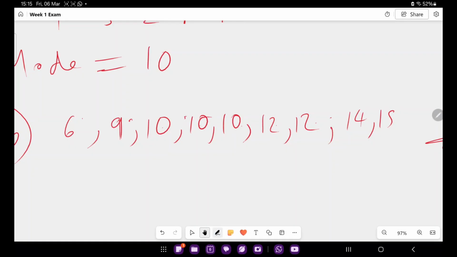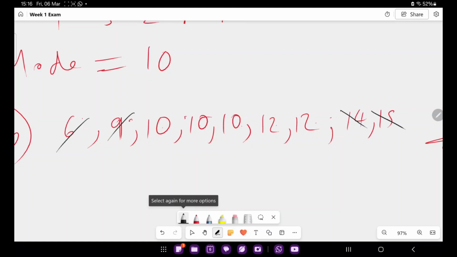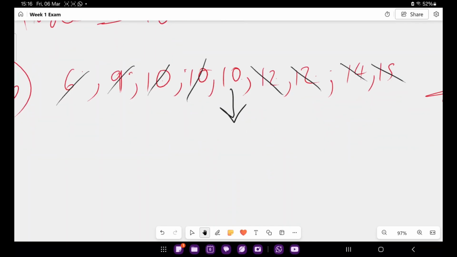And then what I usually do is that we cancel out. Once we are done with this, the easiest way, we just cancel out the outer numbers in pairs. So we cancel these two at the same time, cancel these two, and these two, and these two. And then if we end up like in this situation with one number in the middle, then that is our median. So our median is 10.